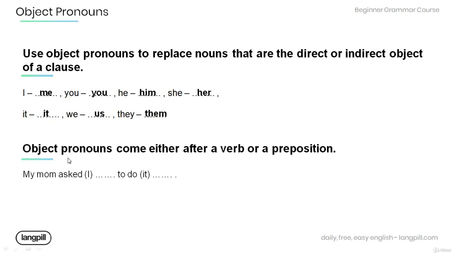Also note that object pronouns come either after a verb or a preposition. Now have a look at the sentence below and fill in the blanks using the appropriate object pronoun. My mom asked to do. My mom asked me to do it.